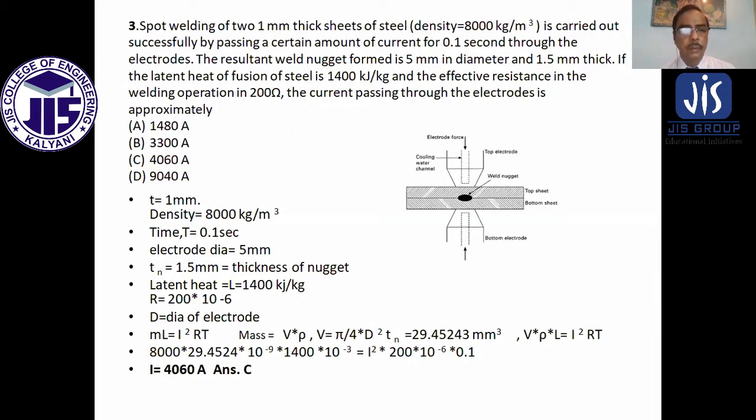Now, here T is 1 millimeter, density is 8,000 kg per meter cube, time T is 0.1 second, electrode diameter is 5 millimeter, and Tn, the thickness of the nugget, is 1.5. Latent heat L is 1400 kilojoule per kg. R is 200 into 10 to the power minus 6. Diameter of electrode is 5 millimeter.